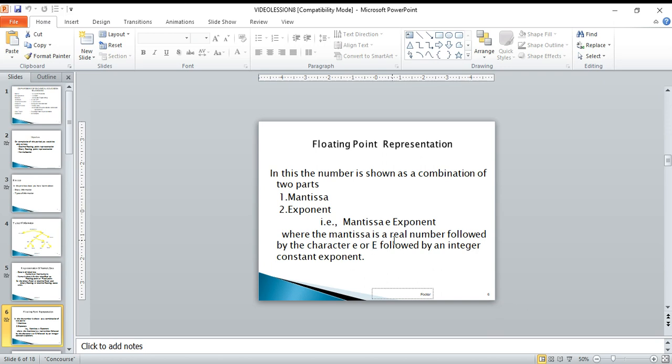Mantissa is nothing but a real number. So we can represent the number like this in the floating point representation. Every number in the floating point representation has these two parts, and this is the expression to represent the number in the floating point representation.